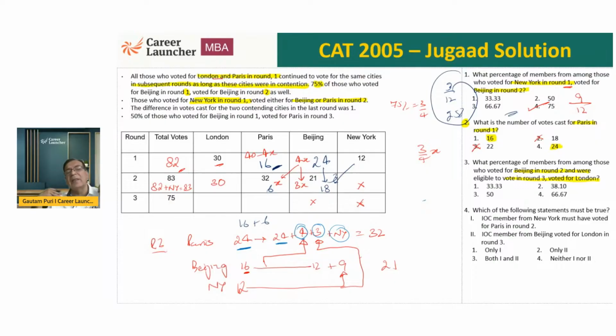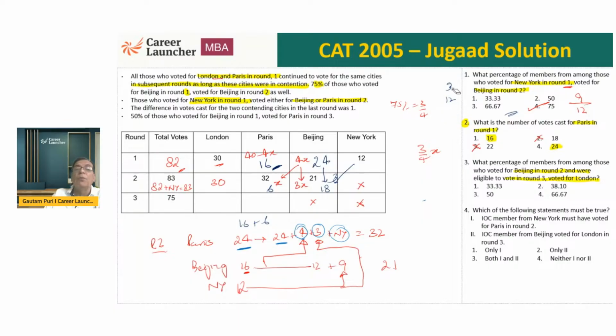But I started with that saying here, most probably Paris has continued till the last round. Paris should be higher than Beijing. That was an assumption. Maybe a reasonable assumption, but was still an assumption, and it had to be verified. And that assumption got verified when round 1 question number 1's answer came as 9 by 12, 75%.